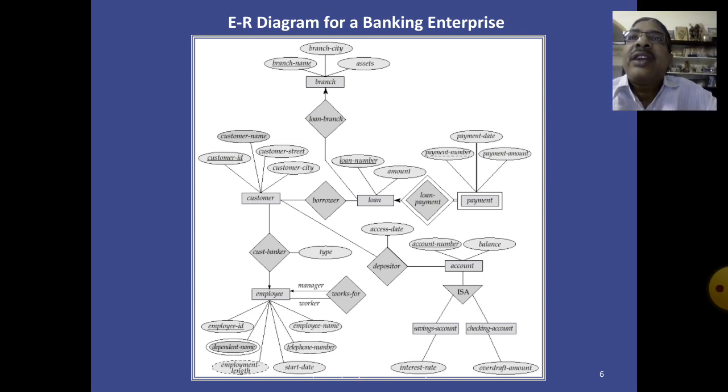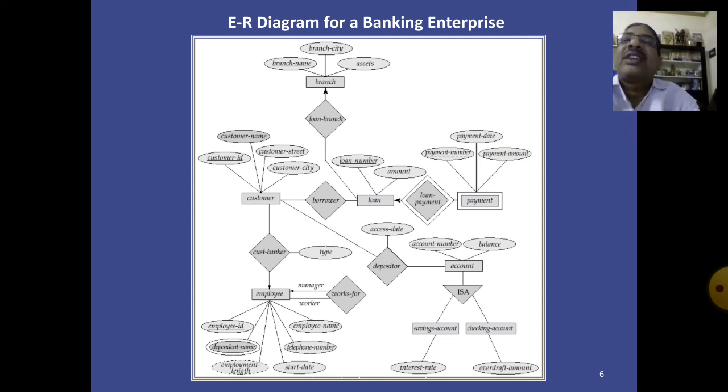These are the relationships in a banking enterprise. So we construct the ER diagram for a banking enterprise in the following manner. In this, we provide relationships to different entities. This is the total ER diagram of the banking enterprise. This is an example for practice, a case study.